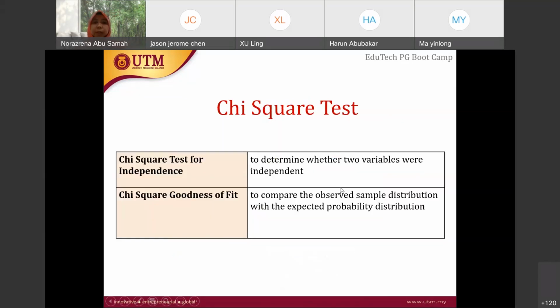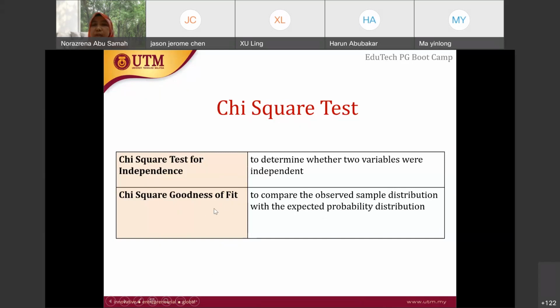Next we have chi-square test. There are two: chi-square test for independence, to determine whether two variables are independent. This is also to find the relationship, or correlation or association. This chi-square is related also to Phi and Cramer's V. And then chi-square goodness of fit, to compare the observed sample distribution with the expected probability distribution.